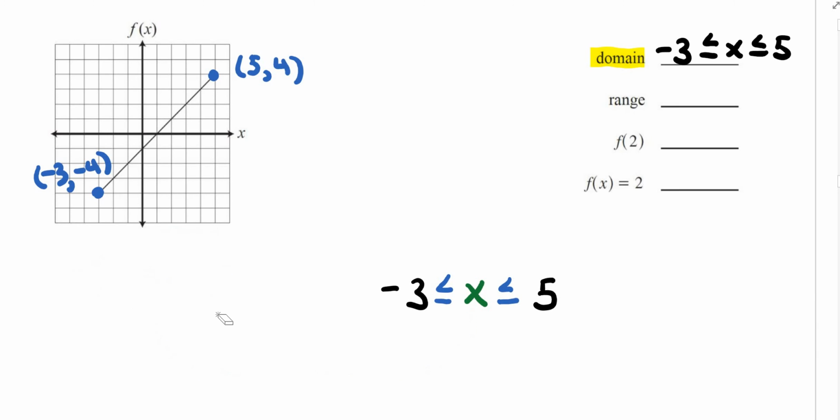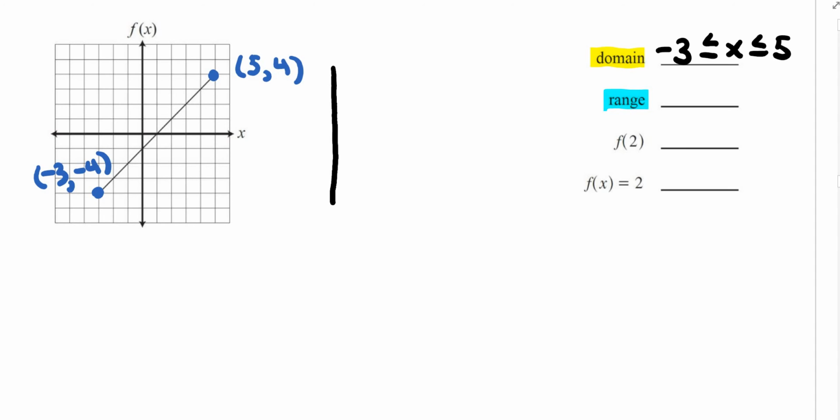Okay. All right, now let's take a look at the range. Basically your range is really like your y values, right? So if I actually draw a vertical line here, kind of like there. Okay, so what's the lowest y value that you have? Well, my lowest y value is -4, right? And what's my highest y value? Well, my highest y value is +4.